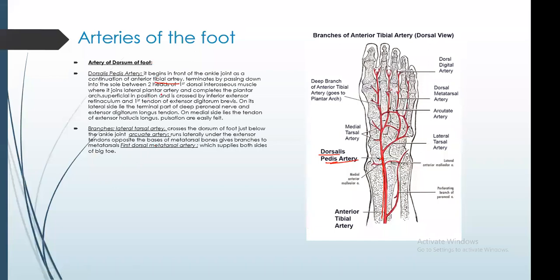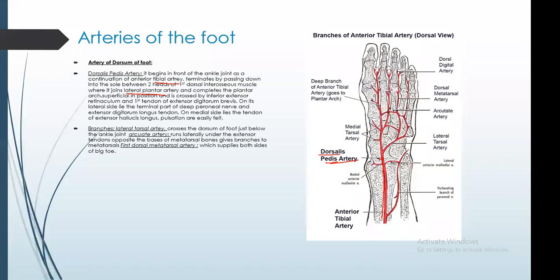The dorsalis pedis artery. It begins in front of the ankle joint as a continuation of the anterior tibial artery. It terminates by passing down into the sole between the two heads of the first dorsal interosseous muscle, where it joins the lateral plantar artery and completes the plantar plexus.